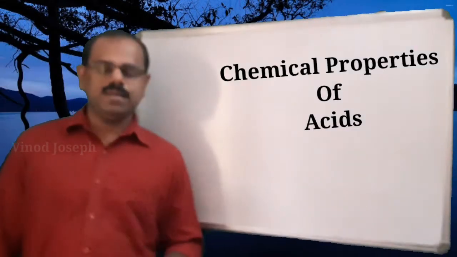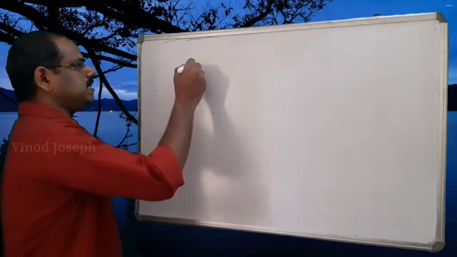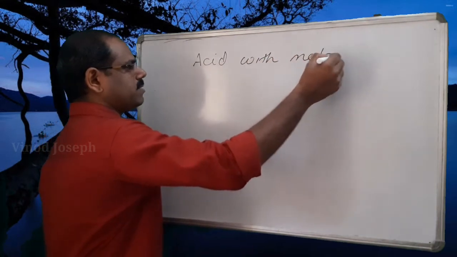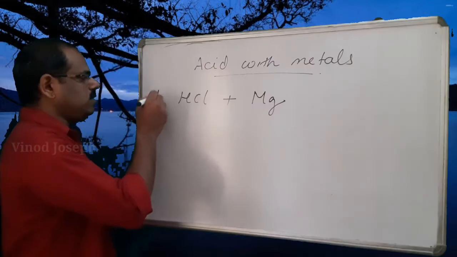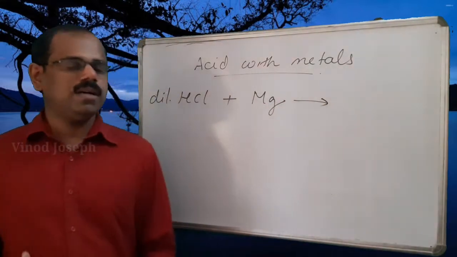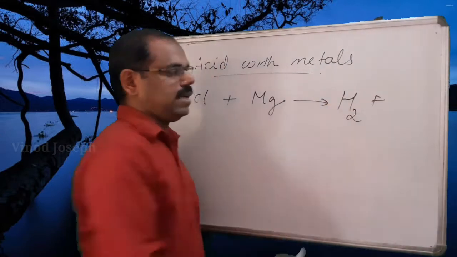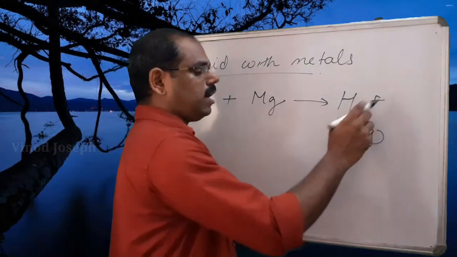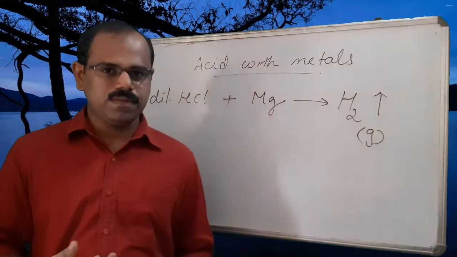Now let us see the chemical properties of an acid. The first chemical property is the reaction of an acid with metals. The first example is dilute HCl reacting with magnesium. Always remember, when an acid reacts with a metal, it releases hydrogen gas. You can write G here for gas, or you can put an upward arrow mark, which represents the evolution of gas.